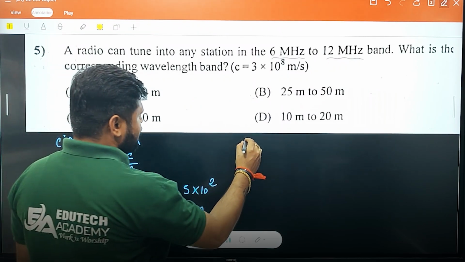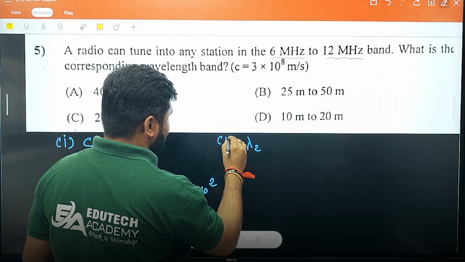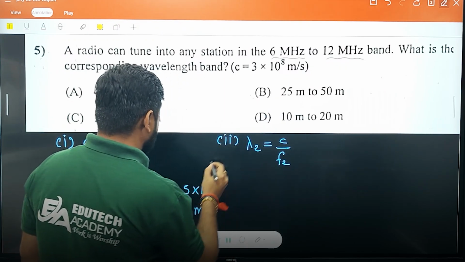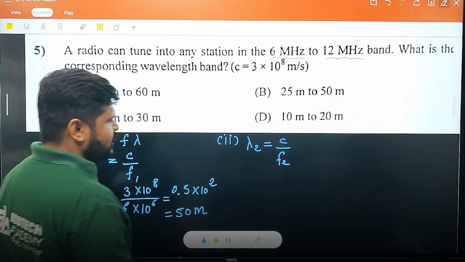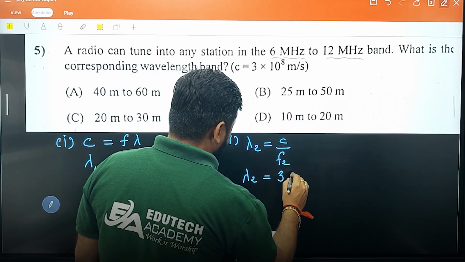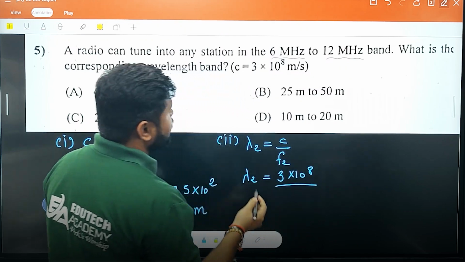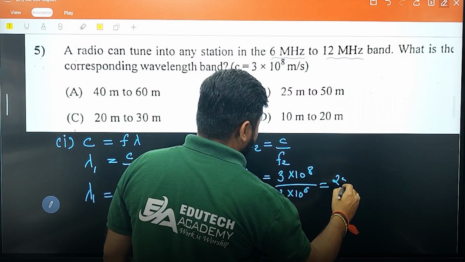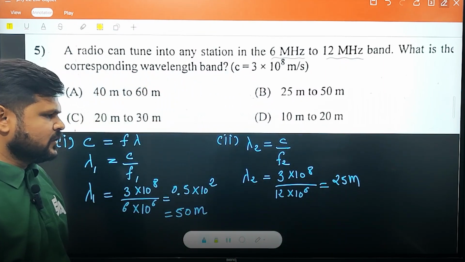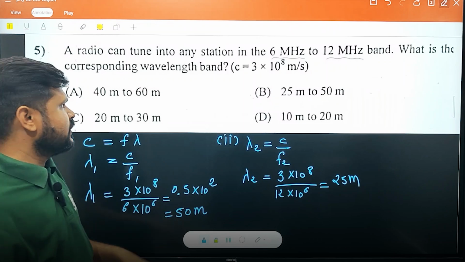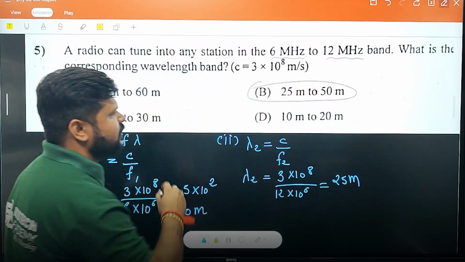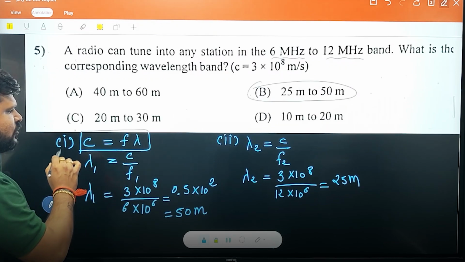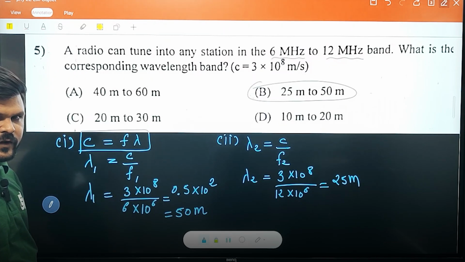In the same way you can find case 2, lambda 2, that is C by F2. Same formula. Again 3 into 10 raised to 8. F2 is 12 megahertz, so 12 into 10 raised to 6. In this case, your answer will be 25 meter. So the correct range is from 25 meter to 50 meter, and that is option B. So this is an easy MCQ. It is solved only by using this formula, C equals F lambda.